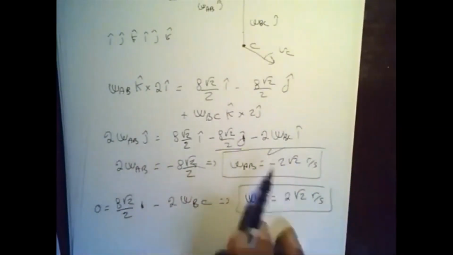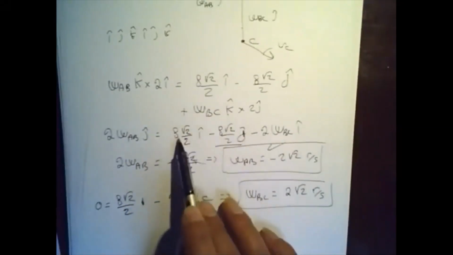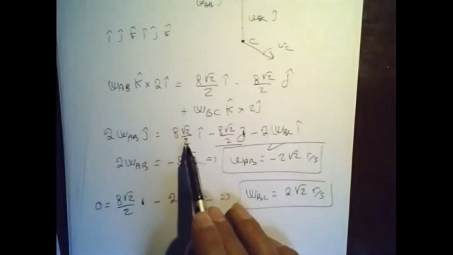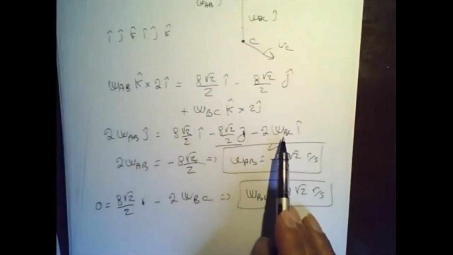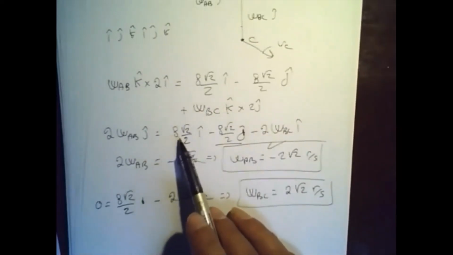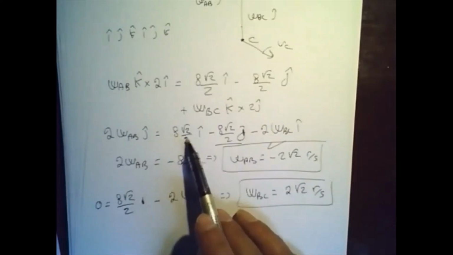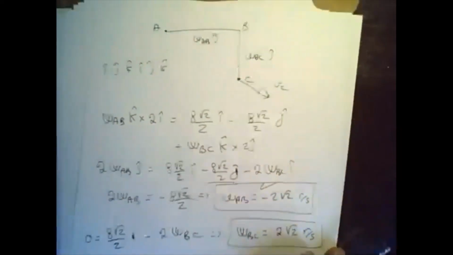And then the last thing is you make the I's equal. So 8 square root of 2 over 2 minus 2 omega BC is going to be equal to 0. So omega BC is going to be equal to 8 square root of 2 over 2 divided by 2, which is positive. Does it make sense or no?